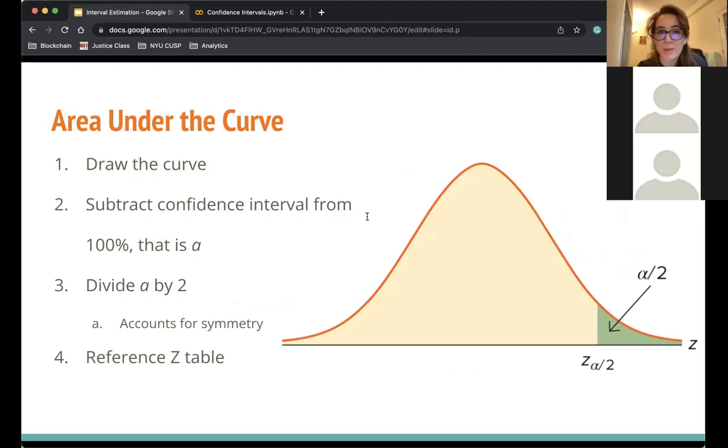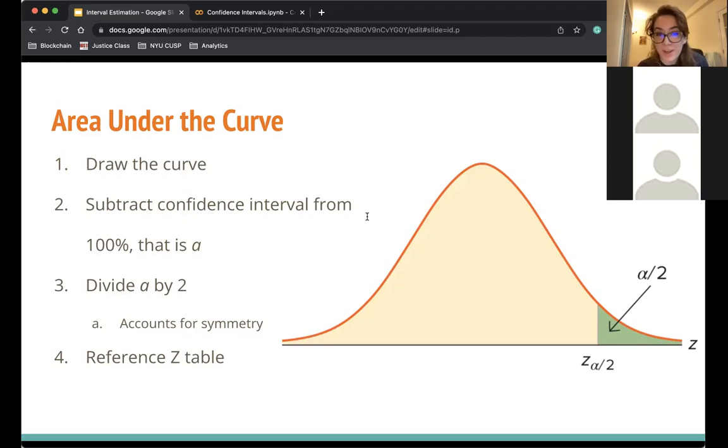The way we tackle these problems is similar to how we did it in module 6, what we were just talking about in the last questions. Thinking about the area under the curve, we identify the value of alpha, our probability of error. So if we're looking for 95% confidence, then alpha is 5%. To account for the symmetry of the two tails, we divide this value by 2. Then we use the Z table in the usual way to calculate the probability of a value falling outside of this 95% confidence interval, or into the tails of this 5% margin of error.